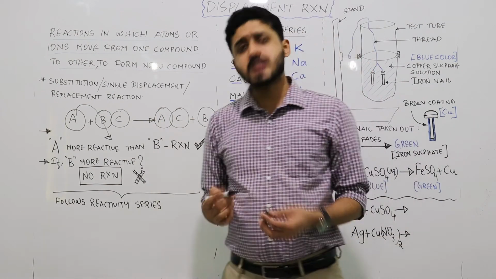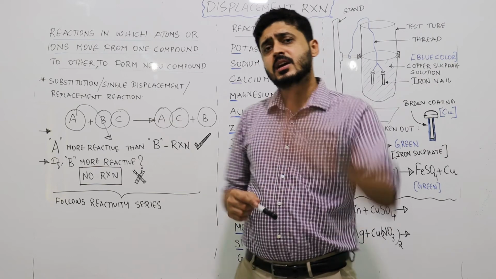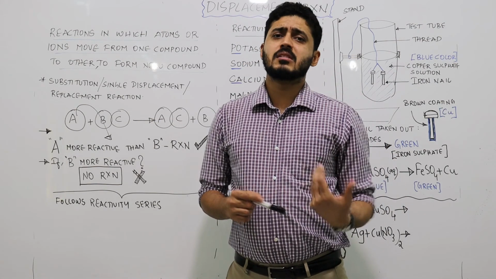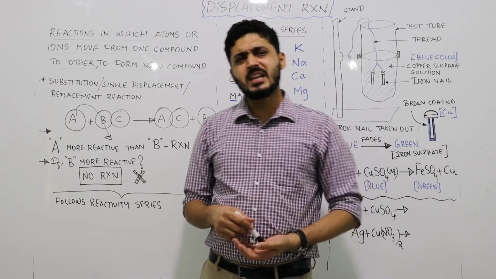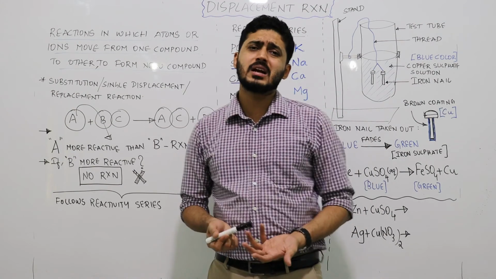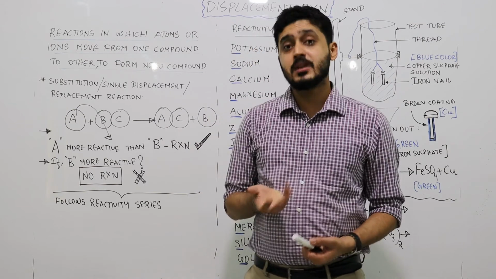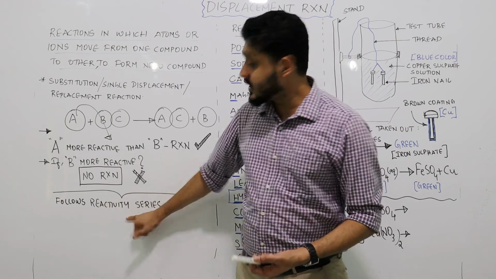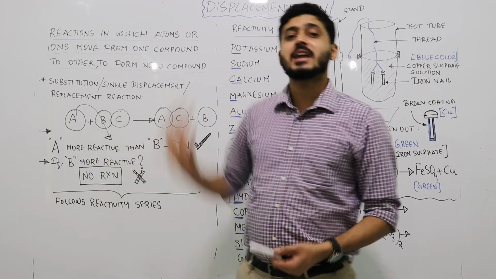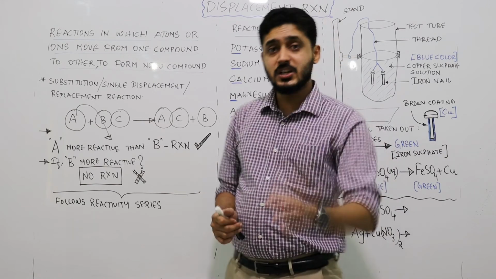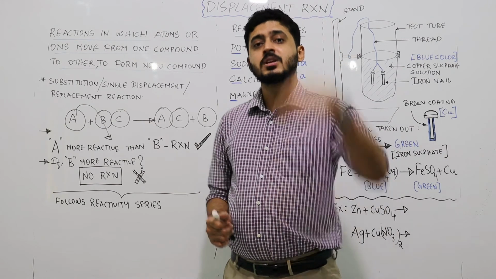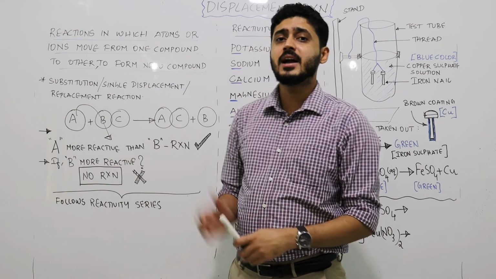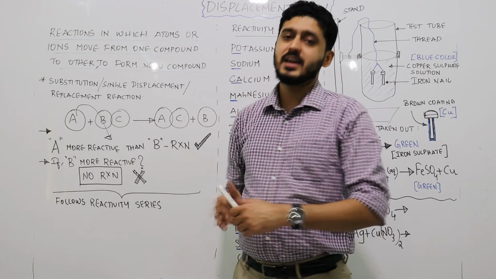Now, how to understand which element is more reactive than which element? Suppose, is iron more reactive than zinc, or is aluminium more reactive than magnesium? How will you understand? For that, you have to follow the reactivity series. Once you know the reactivity series, displacement reaction becomes easier for you, in which a given element will displace one of the atoms from your compound BC and form a new compound with A.